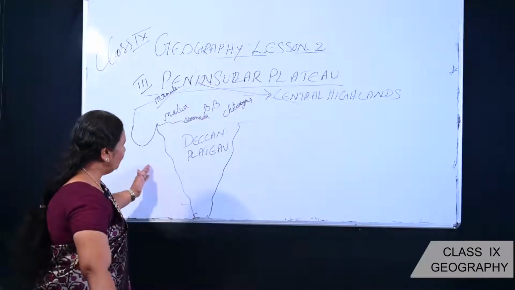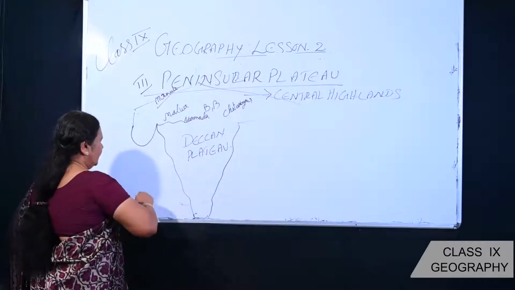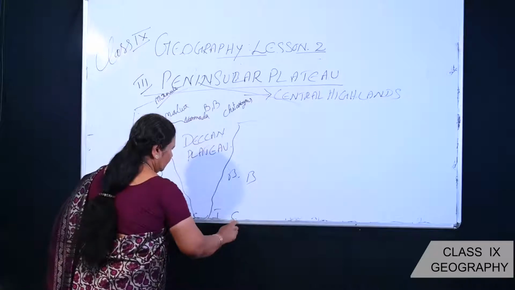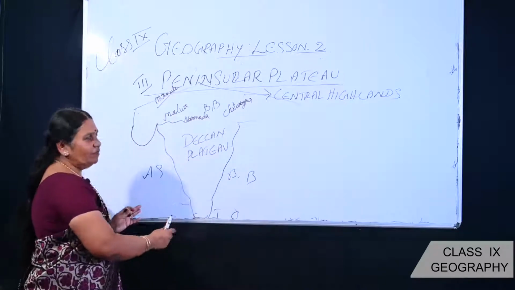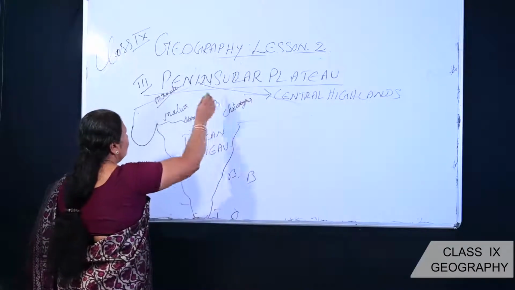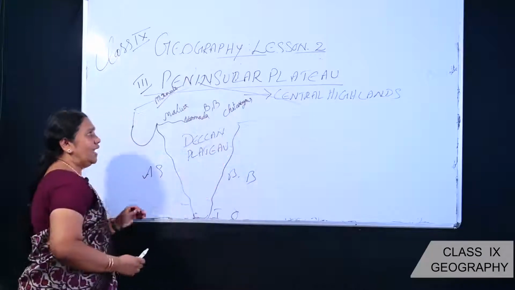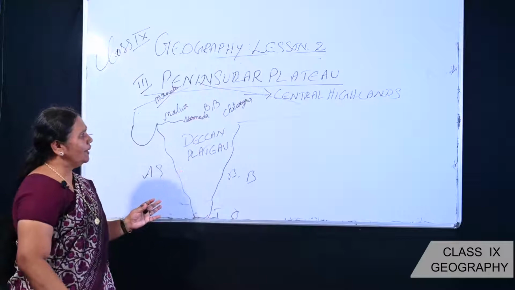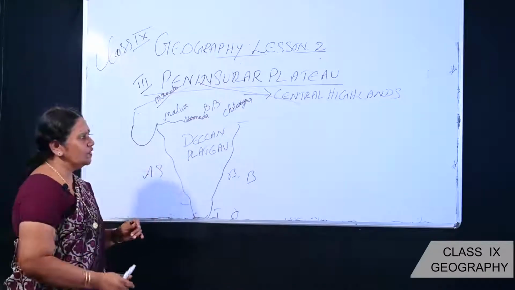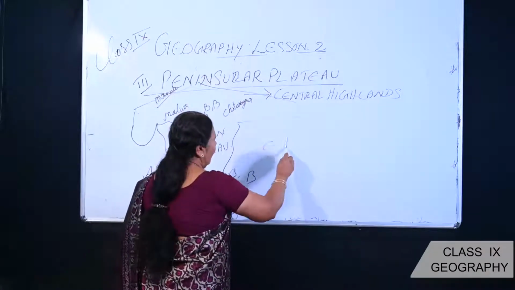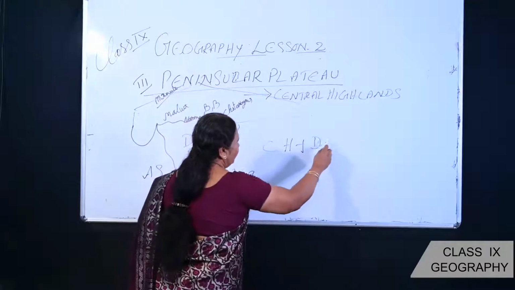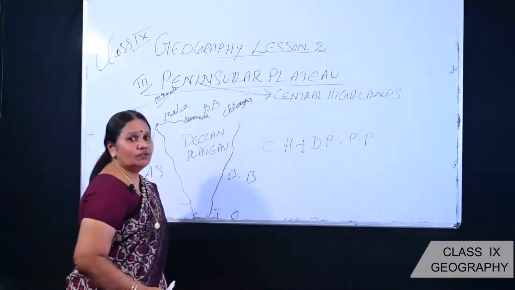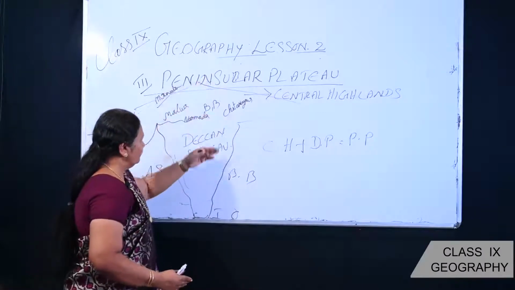Here you know that India is covered on 3 sides by water. One side we have what? Arabian Sea, and then Bay of Bengal, and then what? Indian Ocean. So 3 sides covered by water and 1 side by land. So we may call this entire portion what? Peninsular plateau. Actually, regarding the peninsular plateau, we have 2 divisions: central highland plus Deccan plateau is equal to peninsular plateau.